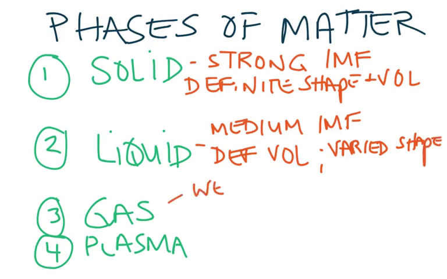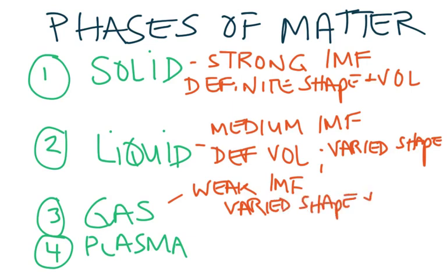Gases, on the other hand, have very weak intermolecular forces. They are pinging all over the place. The molecules are just kind of jumping around, bouncing around. That gives them a varied shape. And believe it or not, it gives them a varied volume. Gases will fill whatever container you put them in. It's not true with liquids.